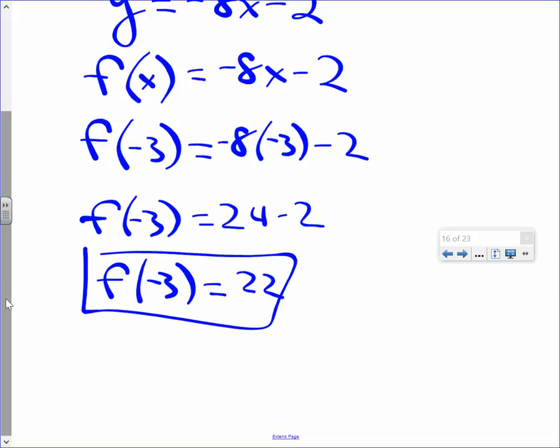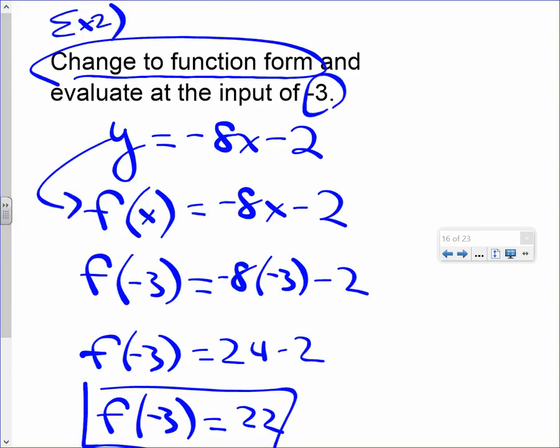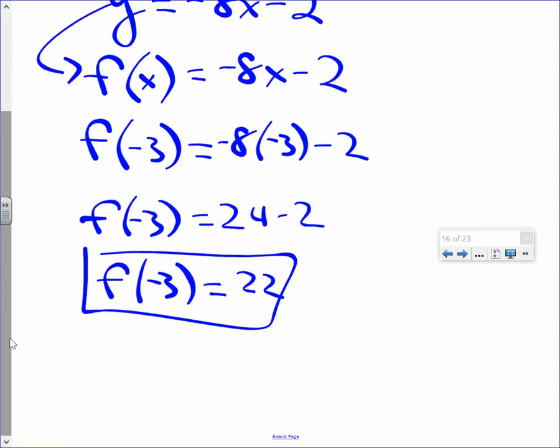So we did two things. We first changed it to function form. That's the first part. And then we evaluated the function at -3. It became the output of 22.